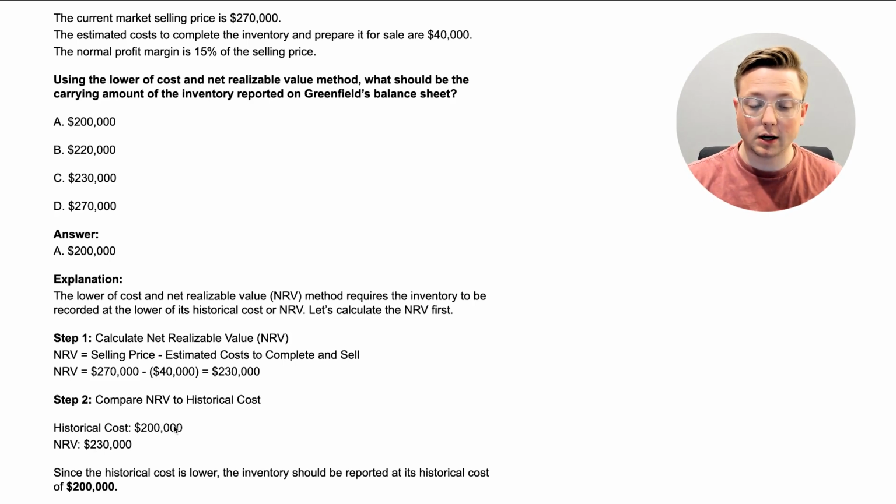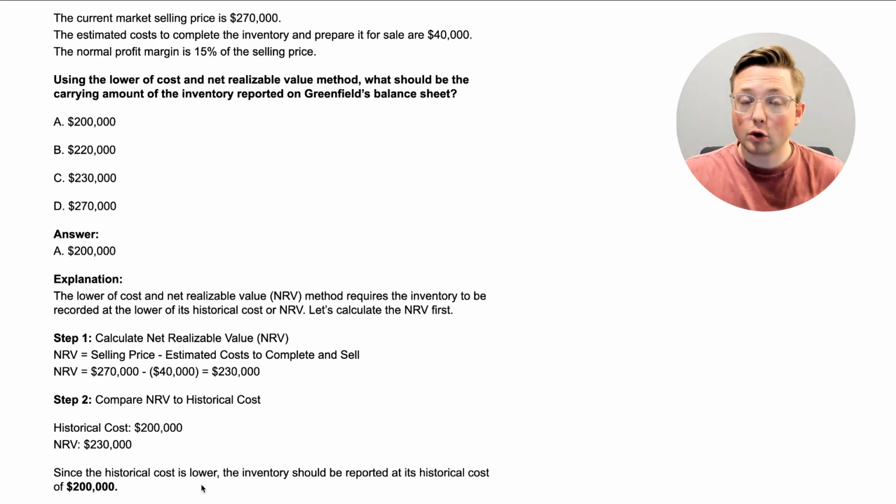So historical cost, $200,000, net realizable value, $230,000. And again, this is the lower of, so the lower of these two is obviously the historical cost of $200,000. So the lower of cost or net realizable value is honestly pretty simple. I don't think you're going to struggle with this one too much on the exam.